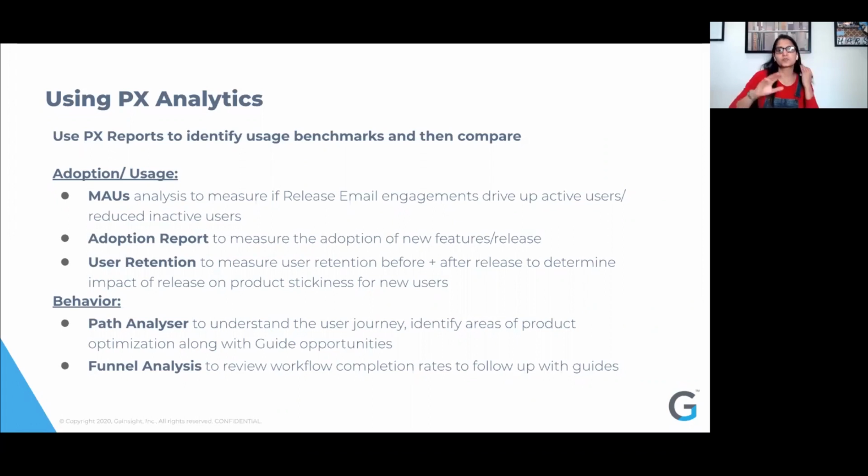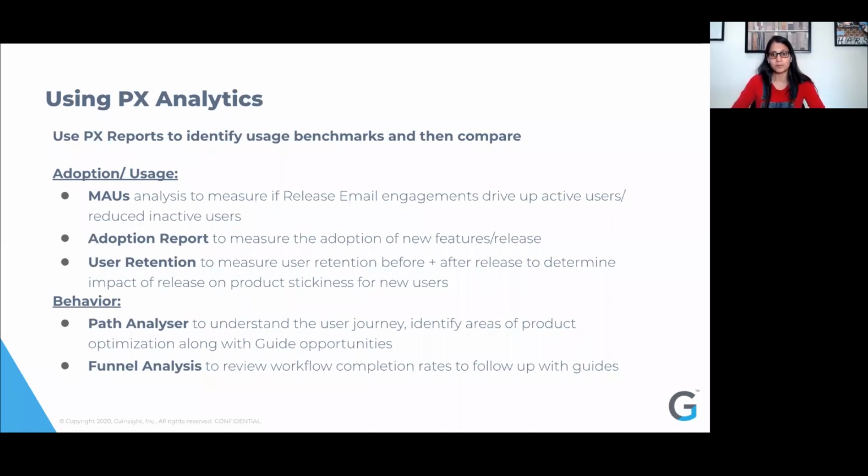Some of these are very specific, again, to our product Gainsight PX, but a lot of other similar products offer these reports. So if you're using some similar reports, or you have something built out, you should totally take advantage of these trends and reports to measure the success of your release, right? For example, MAU analysis is a great way to understand your benchmarks, and then month over month, how did that release experience, release email engagements impact your MAUs?